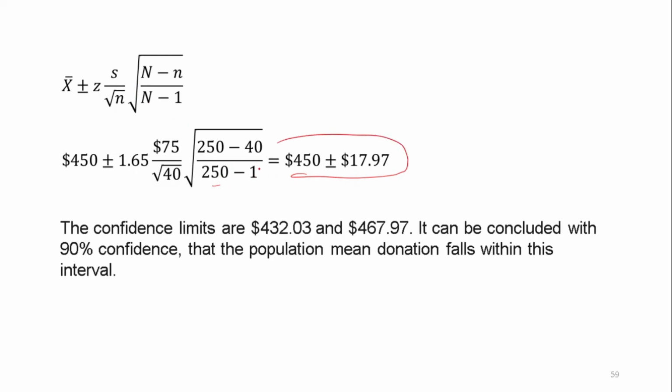So this is the conclusion. The confidence limits are $432.03 and $467.97. It can be concluded with 90% confidence that the population mean donation falls within this interval.